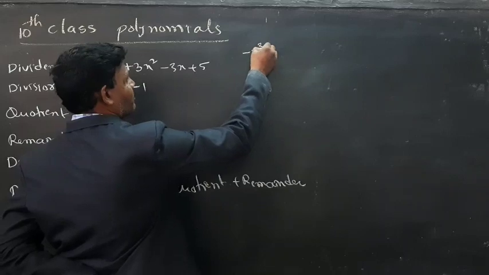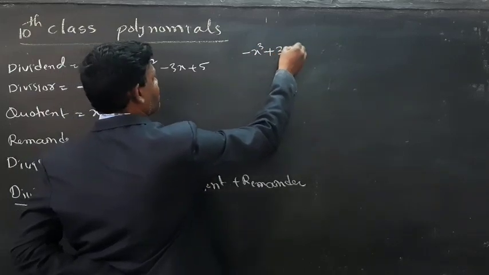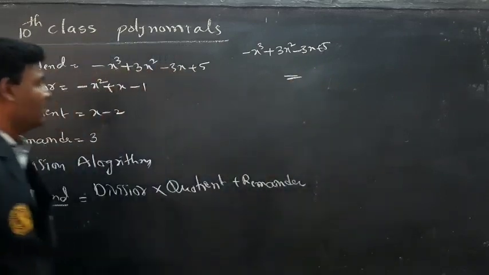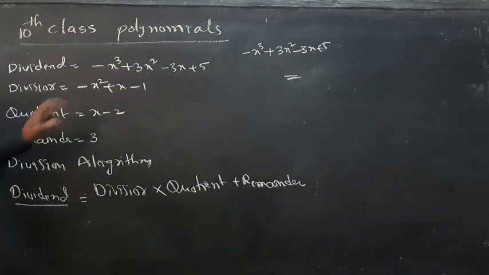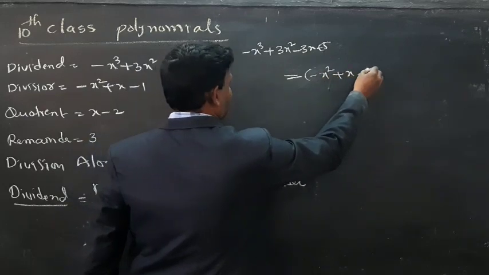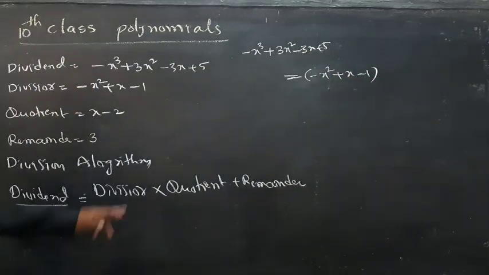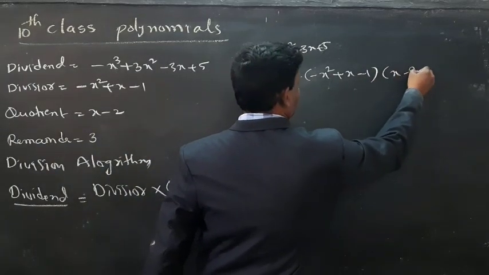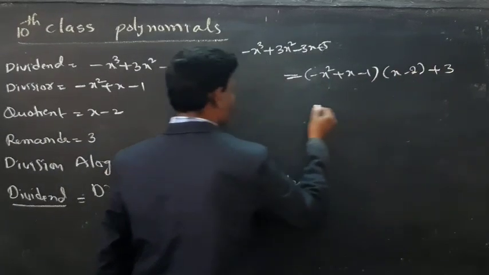Minus x cube plus 3x square minus 3x plus 5 is equal. What is the divisor here? Minus x square plus x minus 1. Then what is the quotient here? x minus 2. What is the remainder? 3.